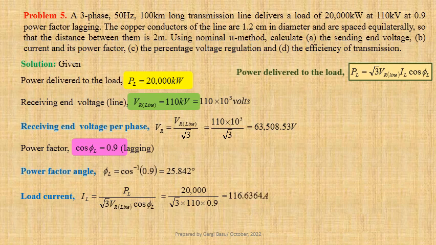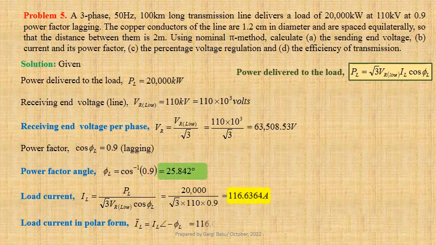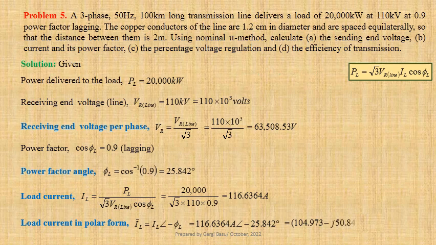that is equal to 116.6364 ampere. Load current may be written in polar form as IL equals IL at an angle minus phi L, that is 116.6364 ampere at an angle minus 25.842 degree. This may be written in Cartesian form as 104.973 minus j times 50.8406 ampere.